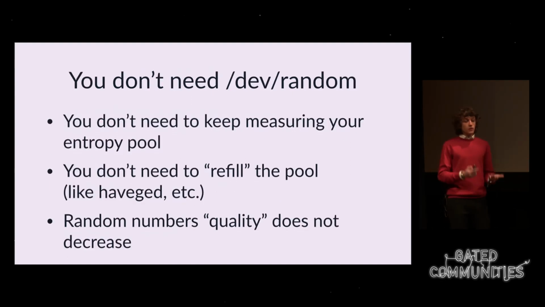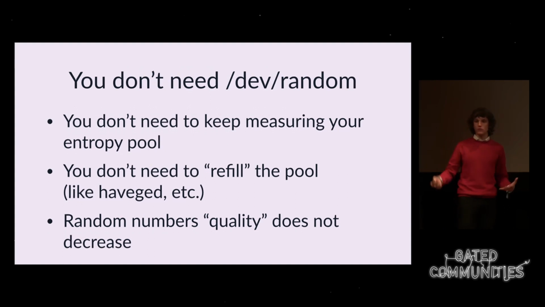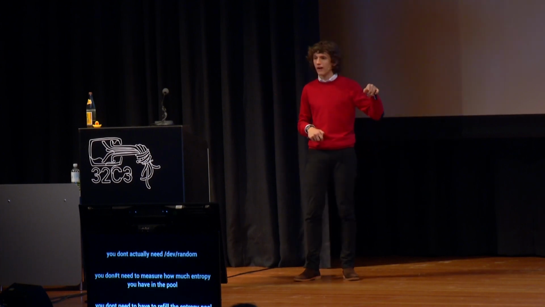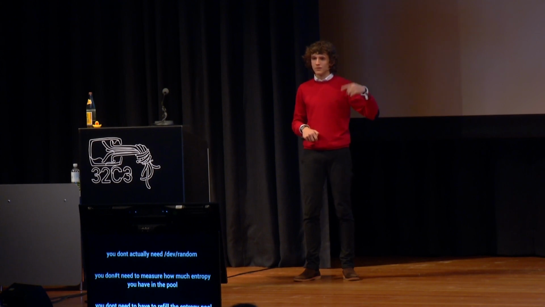So, I hope that at the end of this, you see that you don't actually need dev random. As well as you don't need to keep measuring how much entropy you have in the pool. You don't need to refill the pool with things like haveged, or I don't know how to pronounce it. Actually, I've even seen people take output from dev urandom and pipe it back as root into dev random, so that the entropy does not run out, which is exactly what the kernel is doing.